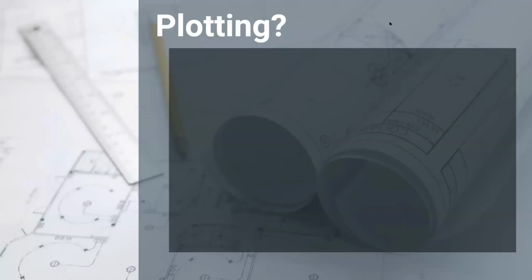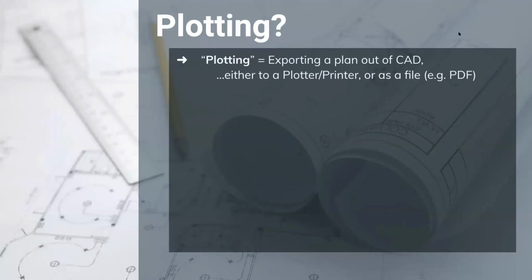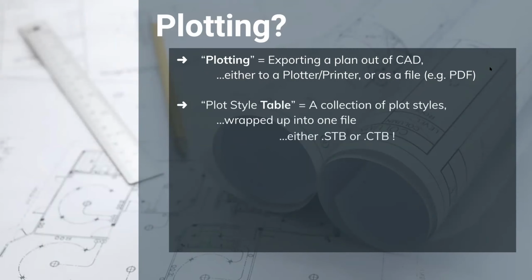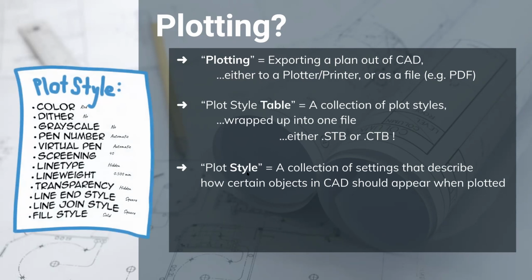So first of all, plotting. What is plotting? Well, that's just exporting a CAD plan out of CAD, either to a plotter or printer, or just as a digital file, like a PDF to your desktop. A plot style table is a collection of plot styles wrapped up into one file. There's two types, STB and CTB. A plot style is a collection of settings that describe how certain objects in CAD should appear when they're plotted.